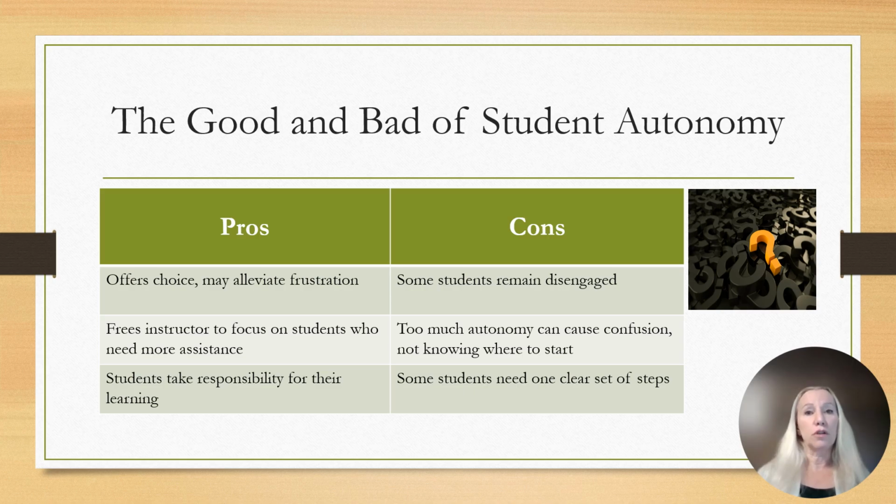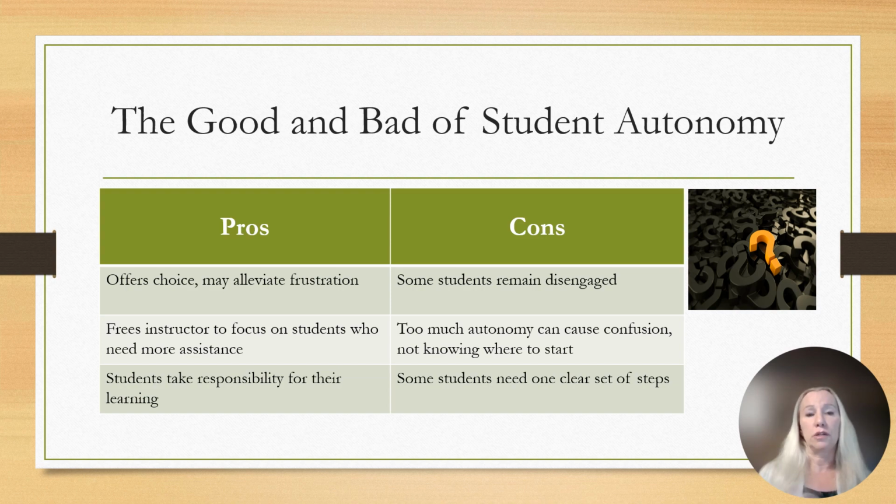Now, it was very difficult to find cons to this strategy to see what the negative side of it was, so I put myself in the classroom and I thought about my students and what kind of challenges they might have with student autonomy. Even with giving them the autonomy, we still are going to have students that remain disengaged. And then too much autonomy can cause confusion for some of the students and they won't know where to start. And I know there's always going to be some students in a class that are feeling that.